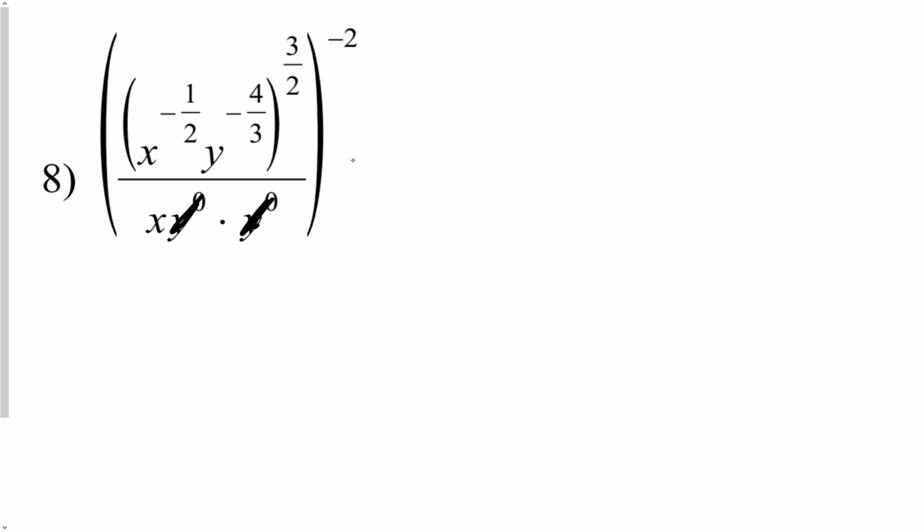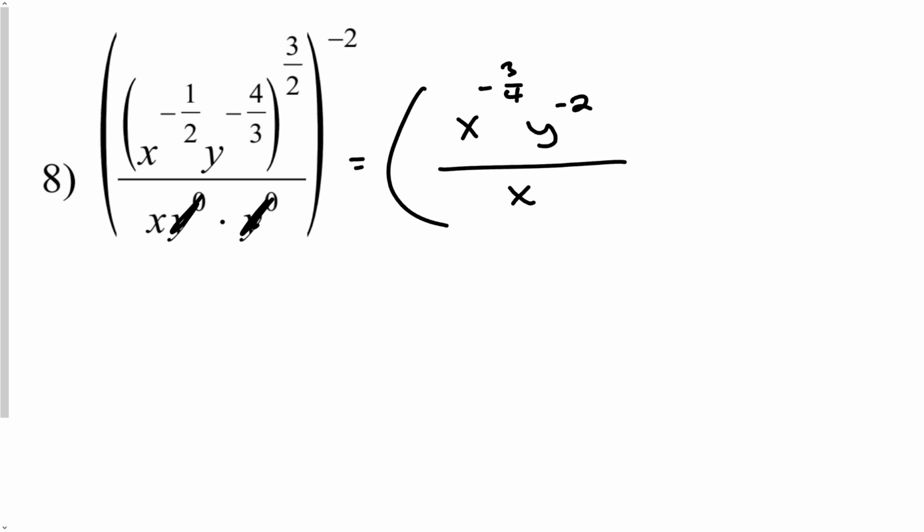All right, so let's do that. Let's handle this set of parentheses. So we start with x to the negative 1/2 times positive 3 over 2. Gives me negative 3 over 4. Y to the negative 12 over 6, which is negative 2, over x, all raised to the negative 2 power.